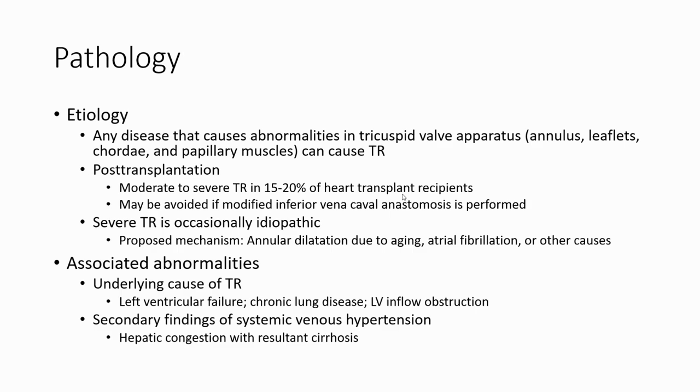Etiology: any disease that causes abnormality in the tricuspid valve, including the annulus, leaflet, chordae, and papillary muscle, can cause tricuspid regurgitation. Post-transplantation, severe tricuspid regurgitation is occasionally idiopathic. Associated abnormalities include underlying causes of tricuspid regurgitation such as left ventricular failure, chronic lung disease, and left inflow obstruction, with secondary findings of systemic venous hypertension and hepatic congestion with resultant cirrhosis.